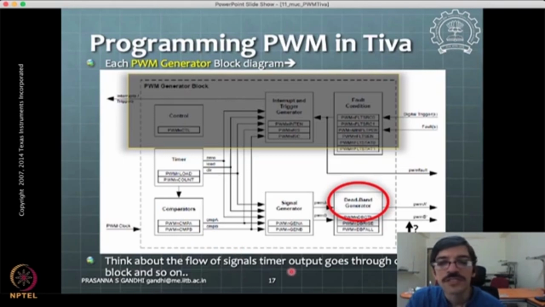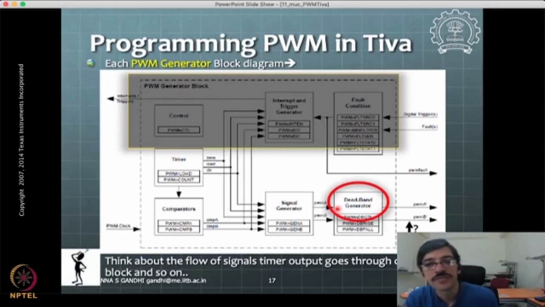And then there are these additional facilities, like the deadband generator. Now, suppose you want to have some deadband introduced in the signal at the rising or falling edge of the PWM signal. Then how do you put that? So normally, if this is not enabled, this signal directly comes as output PWM A and PWM B signals. So for one generator you get this complete flow from timer to comparator to signal generator, and then your actual signal out.